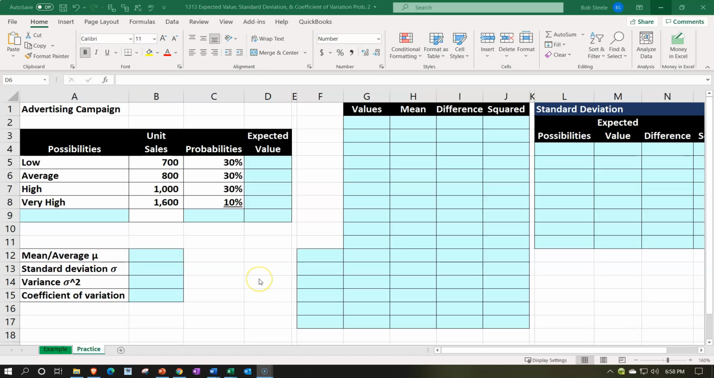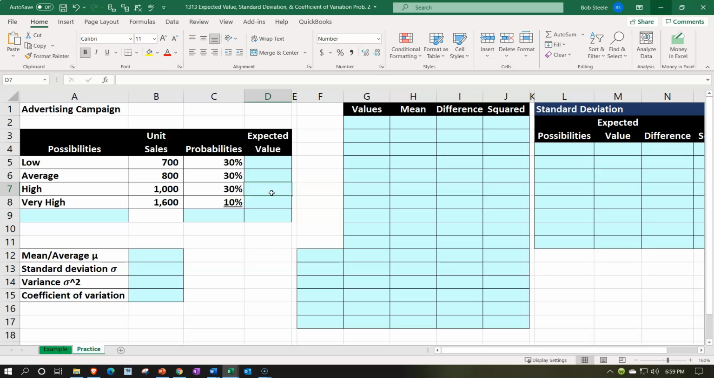Here we are in our Excel worksheet. If you have access to the Excel worksheet and would like to follow along, note that we're in the Practice tab as opposed to the Example tab. The Example tab, in essence, being an answer key. We have the information on the left-hand side. We're going to populate that into the blue area, mainly on the right-hand side.